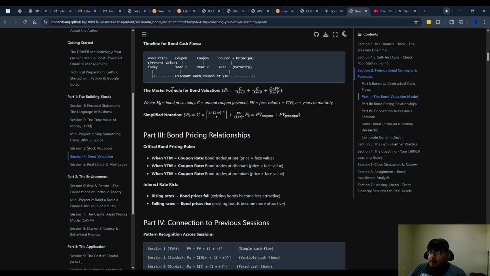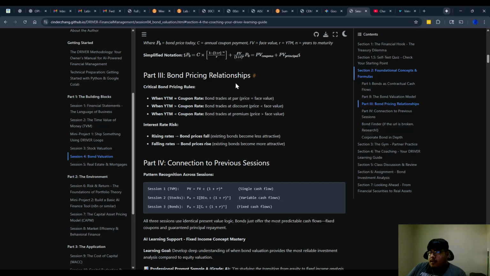So here's the timeline for the bond cash flows. Present value today, coupon year 1, coupon year 2, coupon plus the principal at year 3 maturity. And here's that formula. And then in part 3 we get into some bond pricing relationships.